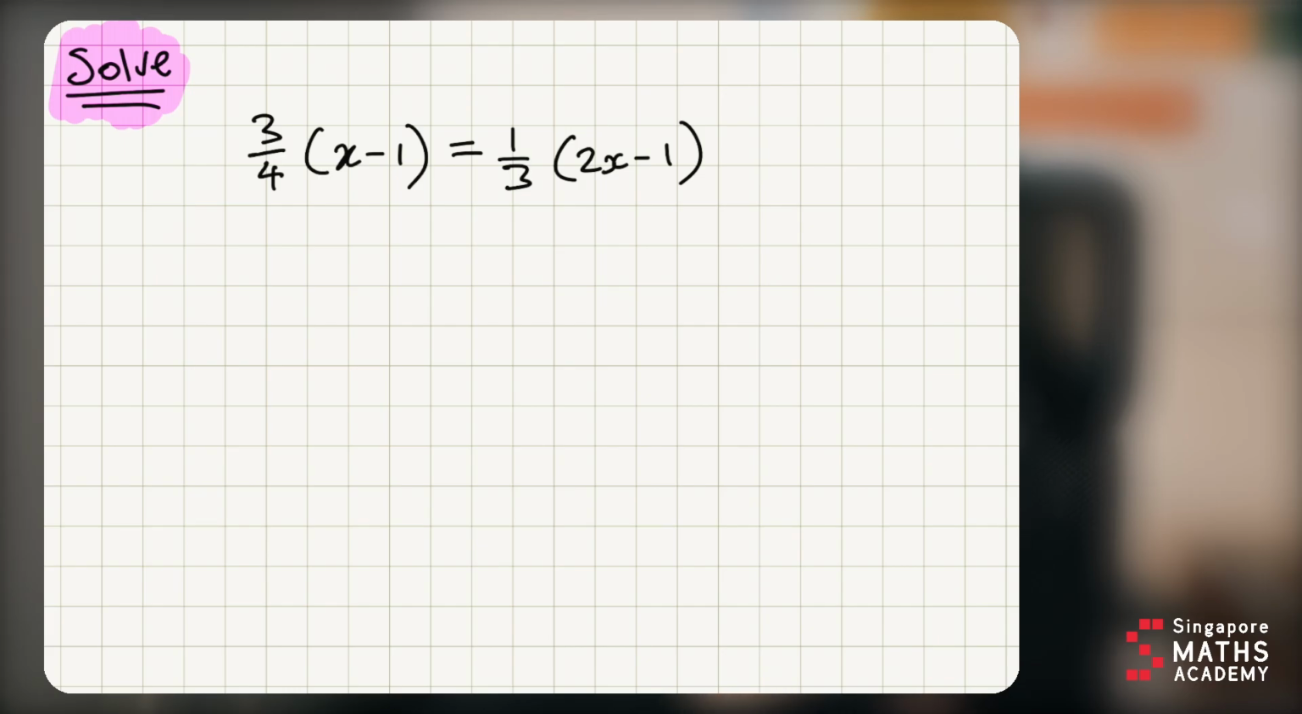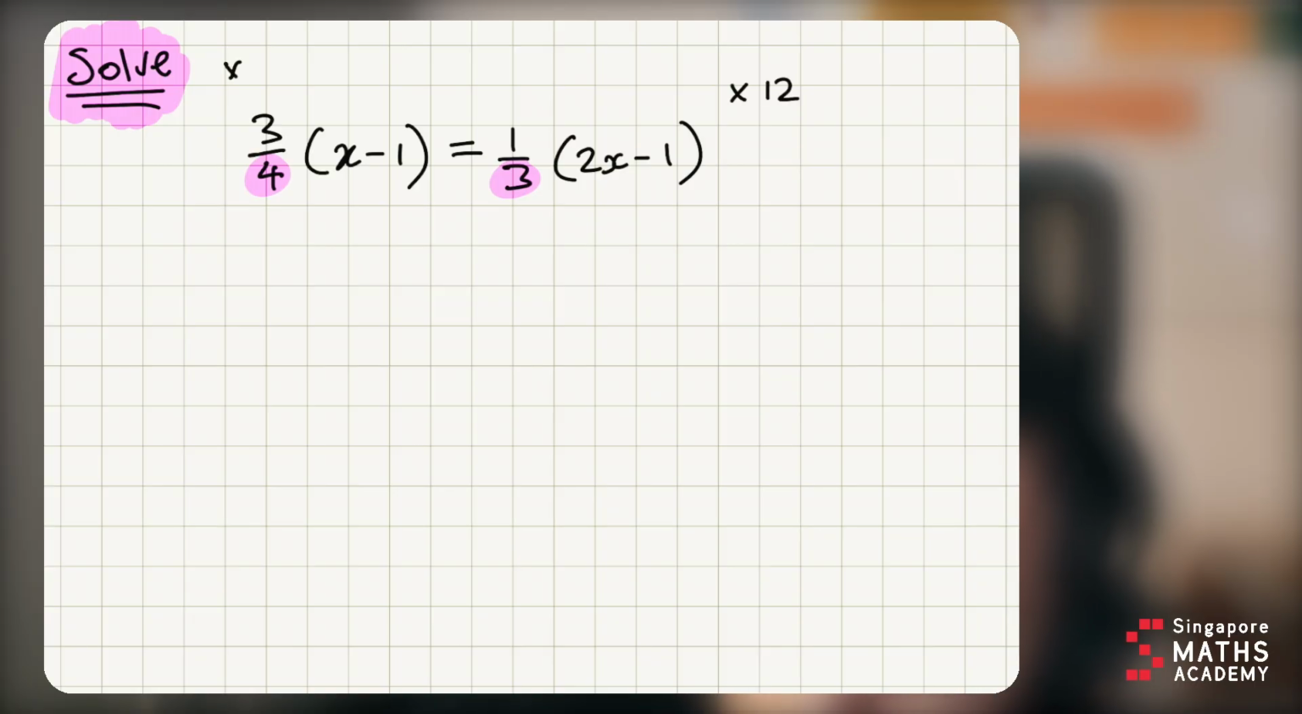Last time round, what did we do? We multiplied both sides by one of the denominators, right? So let's say 3, and then after that, we multiplied by 4. But I know 3 times 4 is 12.